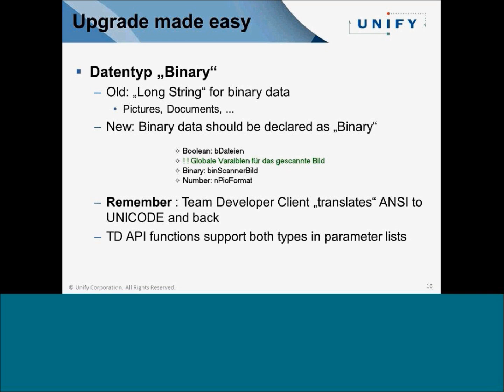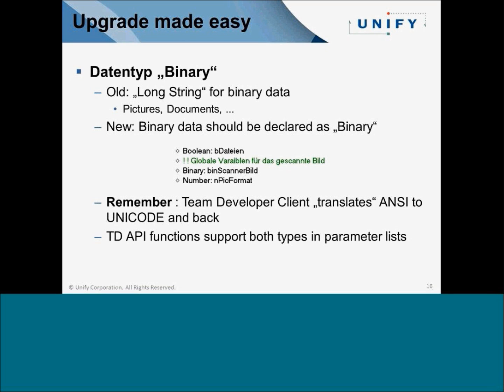It was not needed in the past with Win32 because we had our own deployment at this point, and we took care of the data. But in .NET, you have to split the data. And remember, Team Developer Client translates ANSI to Unicode and back. That means if you use, for example, a long string to hold an object like a JPEG, then the client tries to convert this data into the Unicode world of the data. And at this point, you will see a corrupted picture. So it's not the original picture. And this is the main problem at this point.